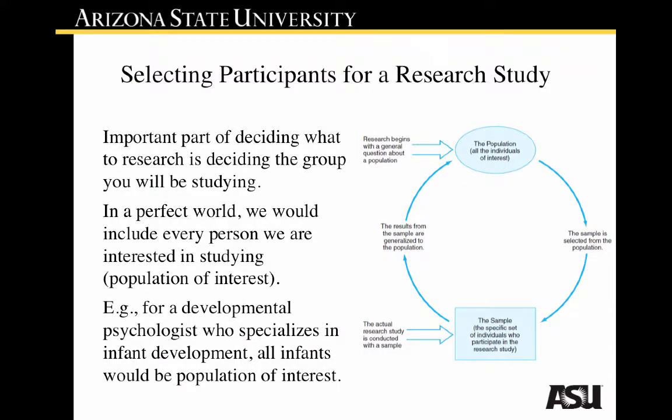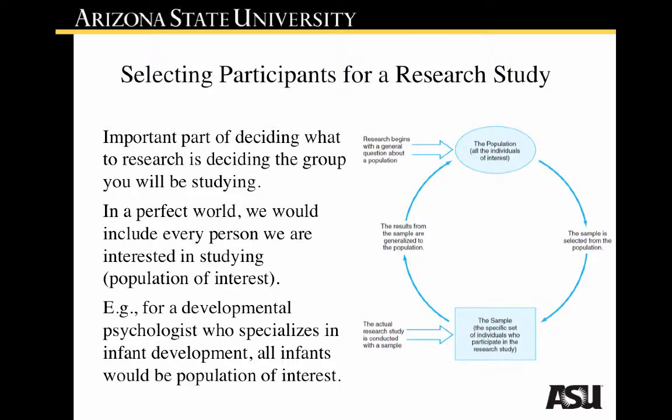So how do we go about selecting the right participants for this? It's an important part of deciding what to research is really deciding what group you'll be studying. So in a perfect world, we would include every single person of the population that we're interested in. But of course we can't do that. For example, if you were a developmental psychologist and you specialized in infants, you can't go around and test every infant in the world, even though every infant in the world would be the population of interest. And instead, what you have to do is you have to sample. That is, you have to find a subset of all of those infants and be able to test them.